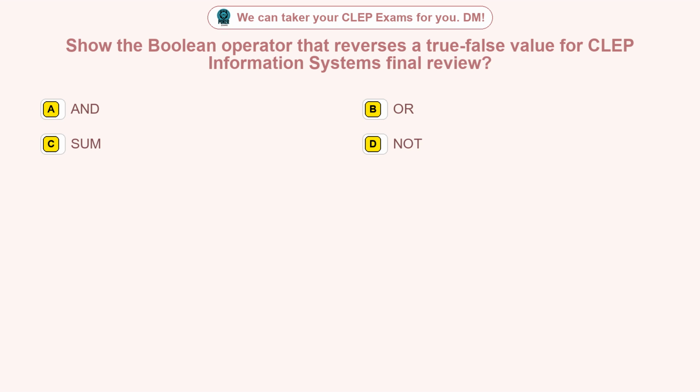Question 83. Show the Boolean operator that reverses a true-false value for CLEP Information Systems final review. Option A and, Option B or, Option C some, Option D not. The correct answer is option D, not.